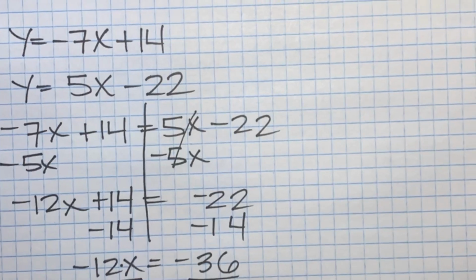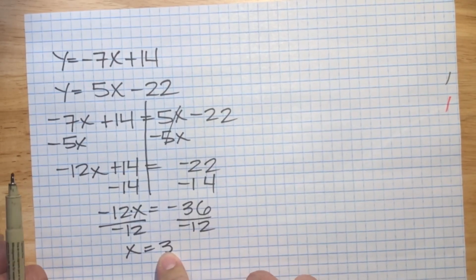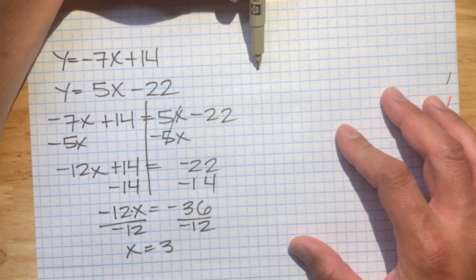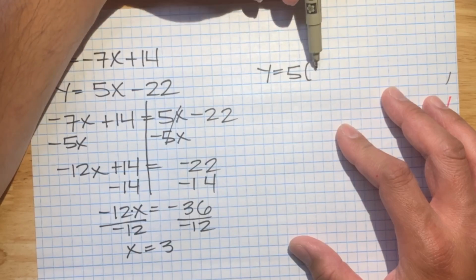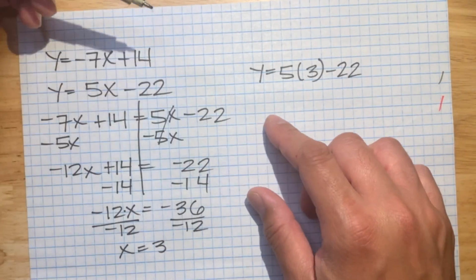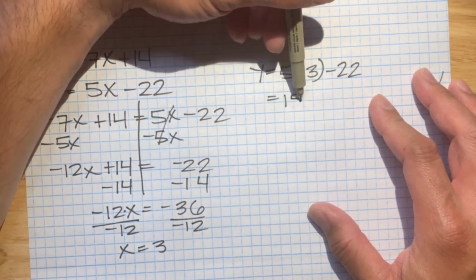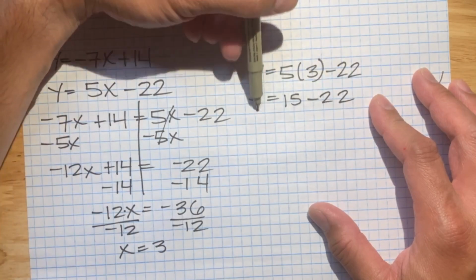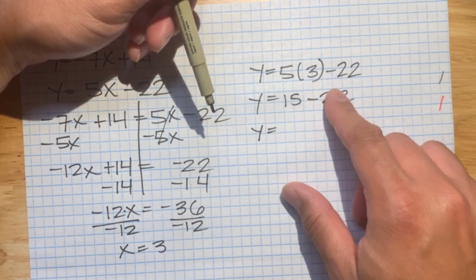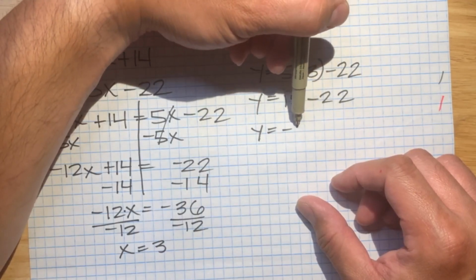All right, so let's zoom out. I'm going to take this 3. I don't really want to deal with a negative right now, so I'm going to plug it into this one right here. So y equals 5 times 3 minus 22. And this is going to help us get our y. 5 times 3 is 15 minus 22. So y equals 15 minus 22. This negative is the larger number, so our answer is going to be a negative. 15 minus 22 is negative 7.